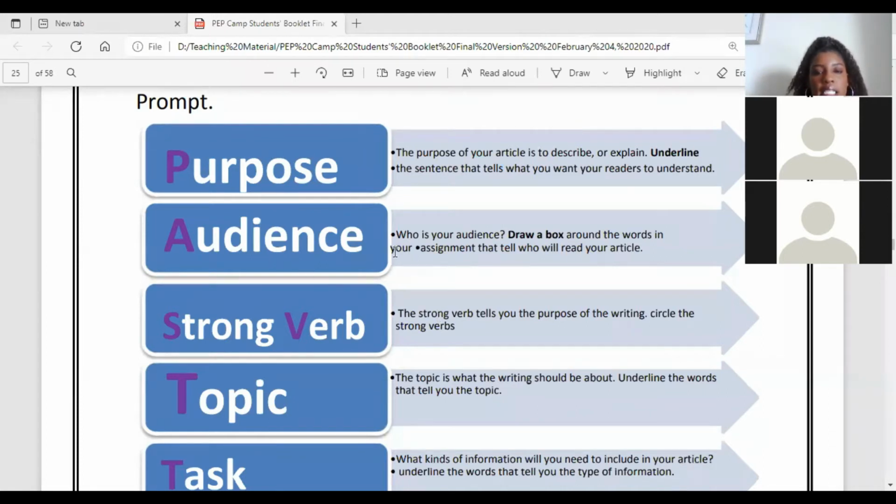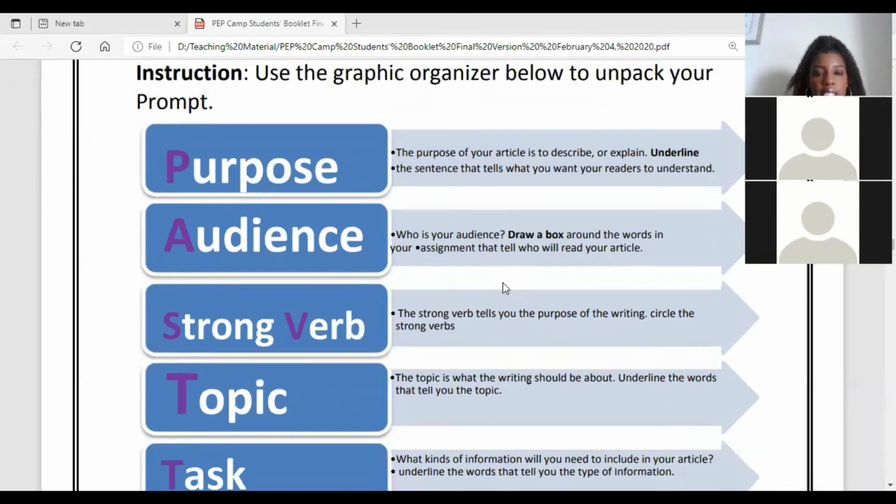As I said, the audience is who will be reading your article, or who would be listening to the song. Whatever piece of writing or expression it is, the person who is listening or reading the information is the audience.